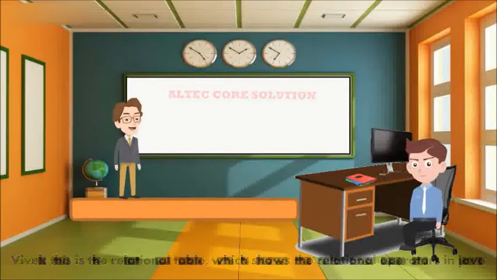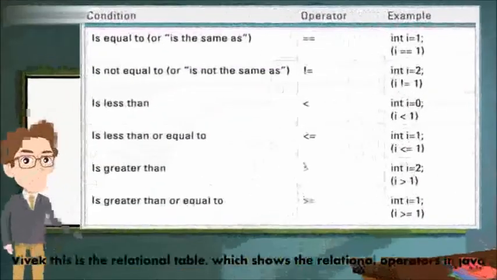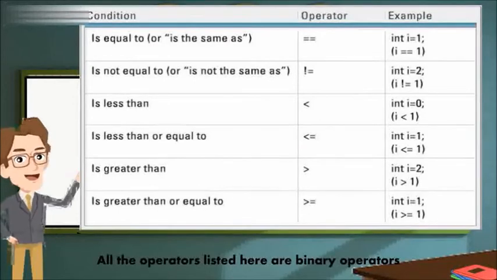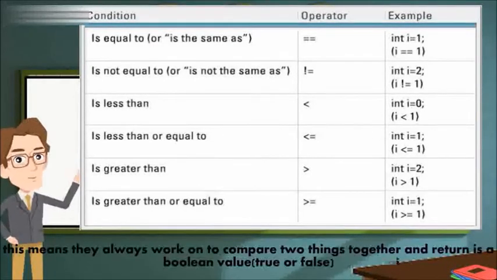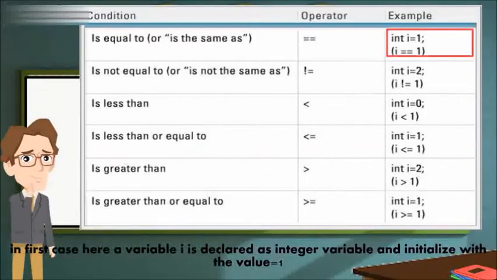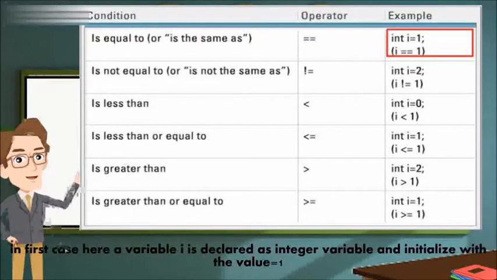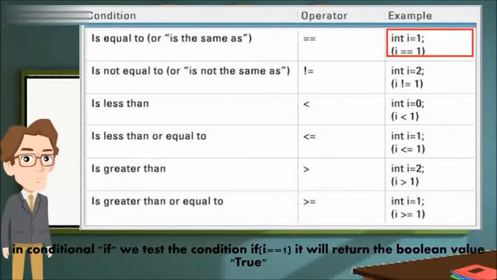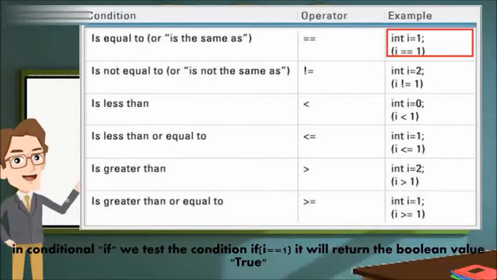Okay, sir. Vivek, this is the relational table which shows the relational operators in Java. All the operators listed here are binary operators. This means they always work on two things to compare them together and return a boolean value, either true or false. In the first case, a variable i is declared as an integer type variable initialized with value 1, and in the conditional if we test the condition if i equals 1, it will return a true value.